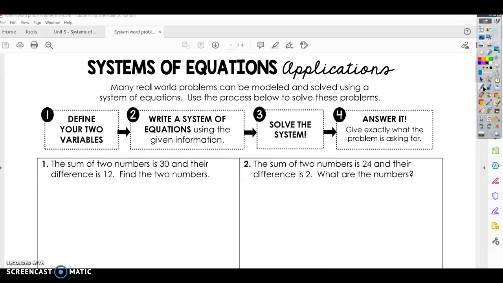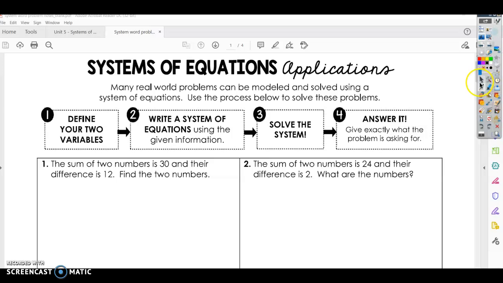All right, we've been talking about systems of equations, and today we're going to look at the application of those by using word problems to write a system and then solve. So what we need to do is define your two variables. Step 2, write a system of equations. Step 3, solve the system. And then step 4, answer it. So make sure you go back and answer it with your ordered pair.